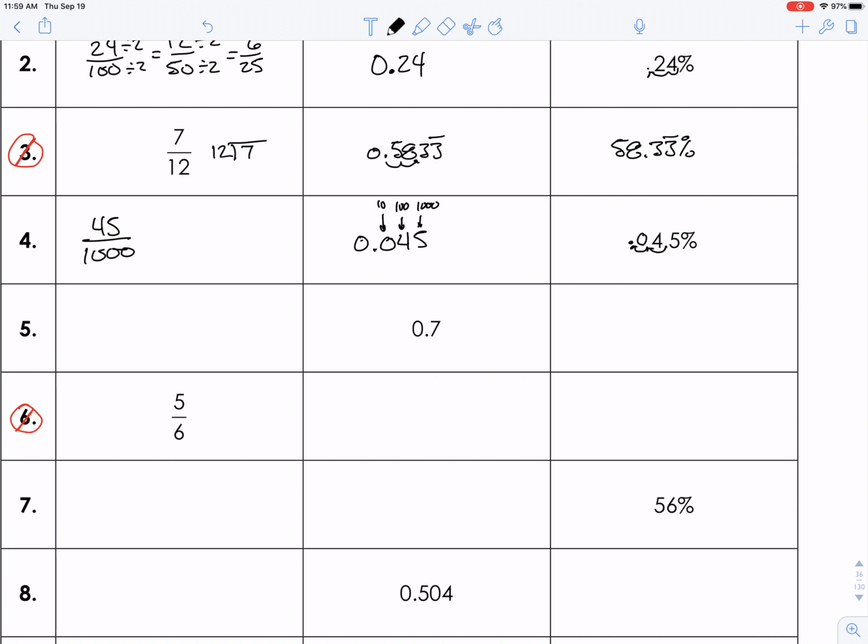5 goes into both of those. If I have a 0 or a 5, 5 will go into that number. So if I divide by 5, I end up with 9 over 200, and that won't reduce anymore. Okay.